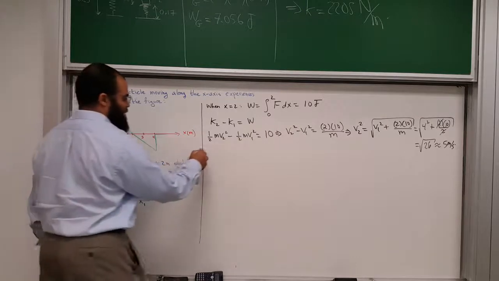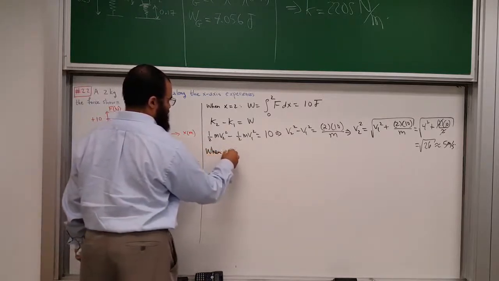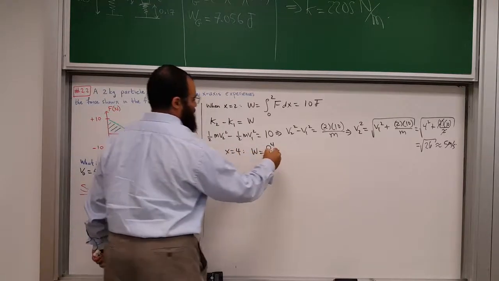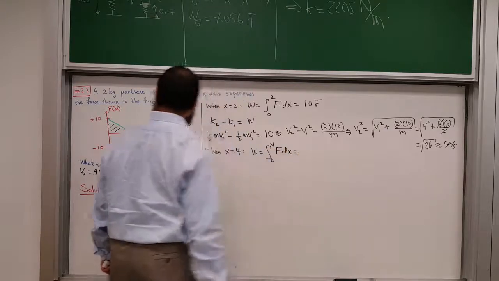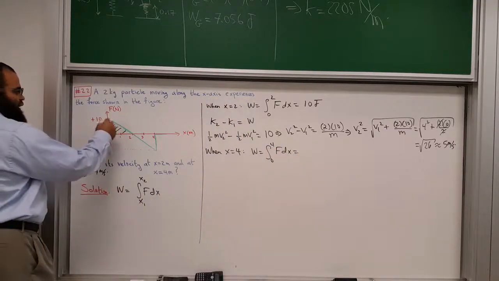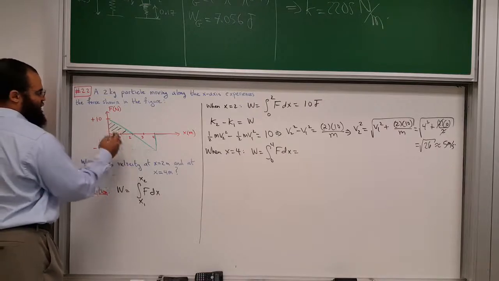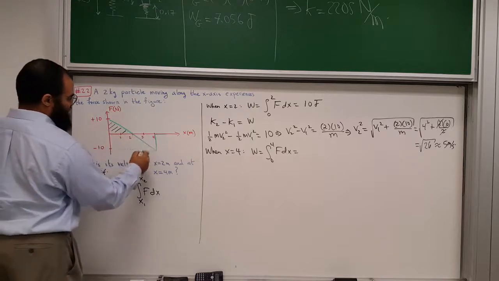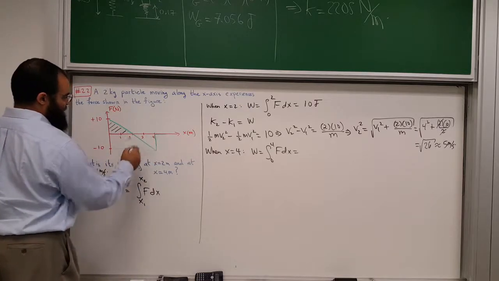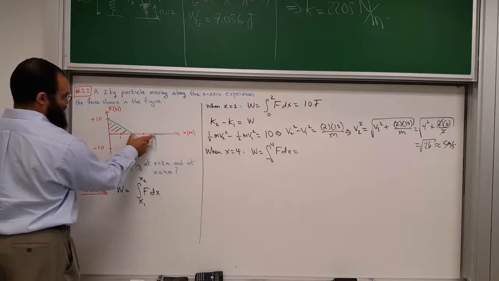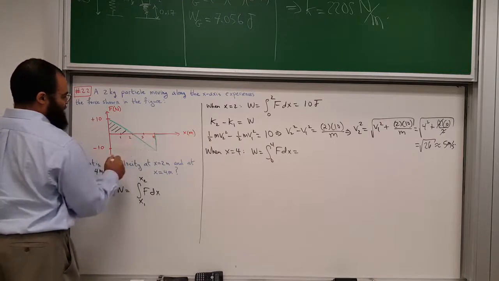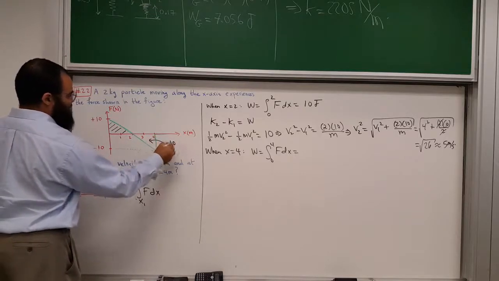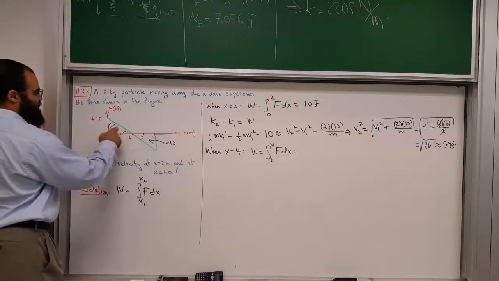Now when x equals 4, the work done will equal the integral from 0 to 4 of F dx. Well, what is the work done from 0 to 4? You've got two triangles, one above and one below. This triangle here has an area of 10. But what's the area of this triangle? It's half the base times the height. Half the base is 2, since this is from 2 to 4, so the base is 2 wide. Then the height is negative 10, so the area here is negative 10, whereas this one was positive 10.